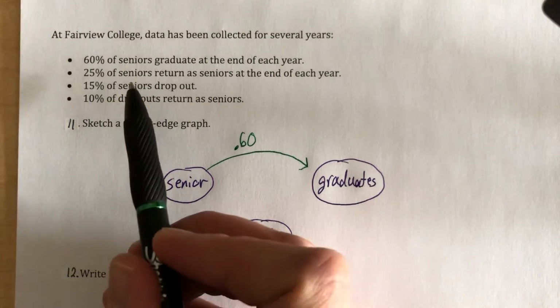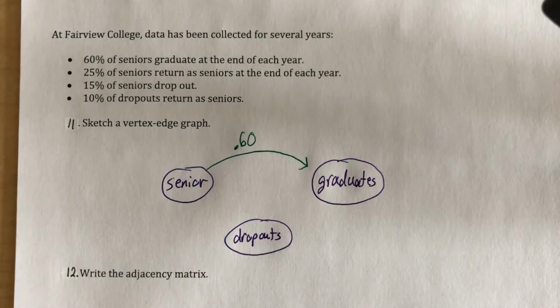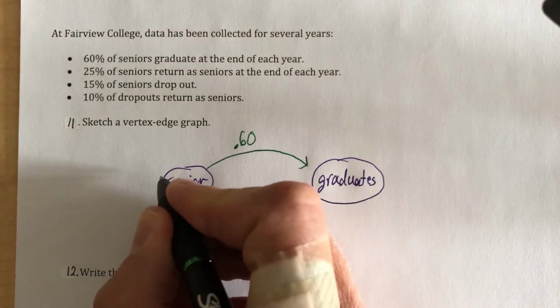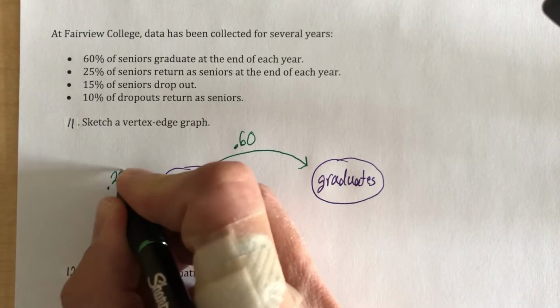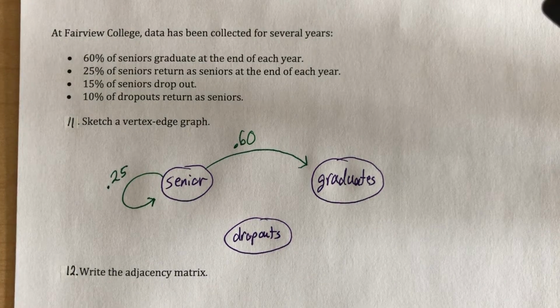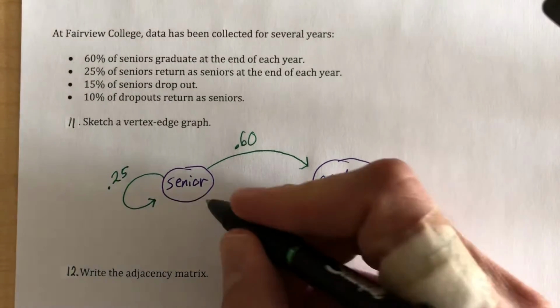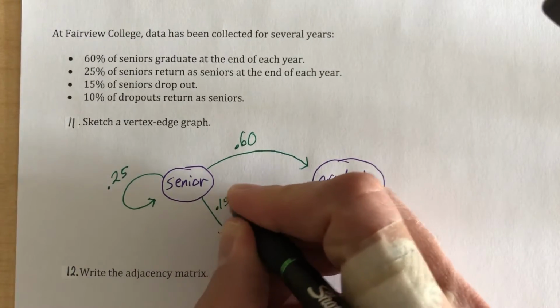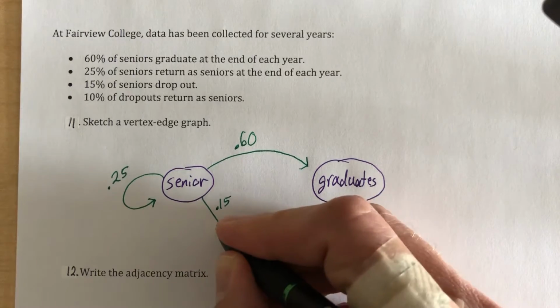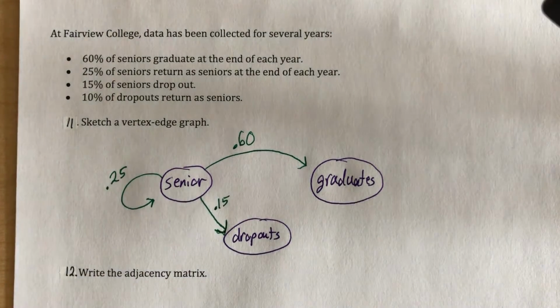Okay. 25% of seniors return as seniors. So they need another year to finish their senior year. So a senior that comes back as a senior. So that's 0.25. 15% of seniors drop out. So a senior that becomes a dropout. That would be 0.15. There we go. So we have those 3 things coming from being a senior.